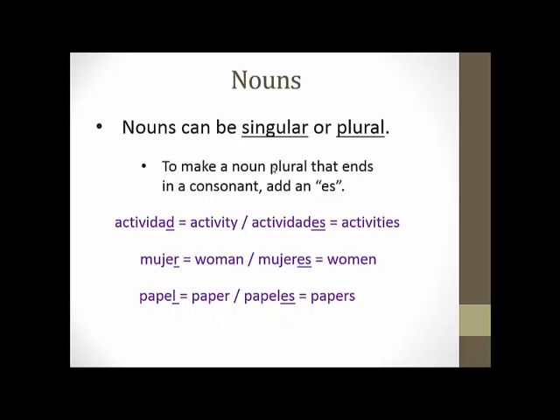Mujeres. And the last example, papel means paper. It ends in a consonant, L. In order to make it plural, you have to add ES. Papeles is papers. Now pause the video and fill out sections B and C of your note guide. B asks you to use the dictionary to find some nouns, both masculine and feminine, and part C asks you to write what to add to make a noun plural if it ends in a vowel and if it ends in a consonant.